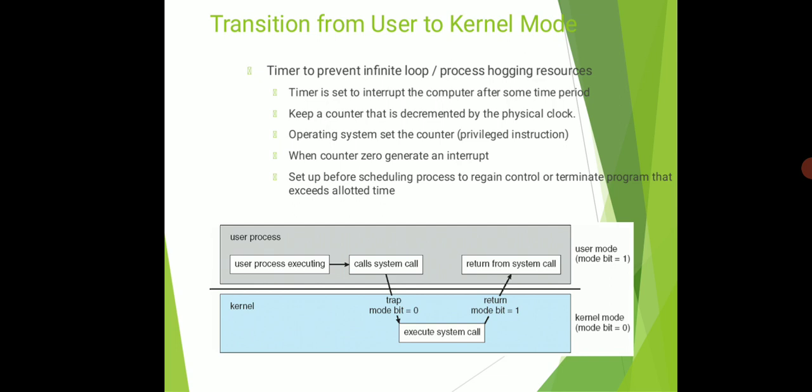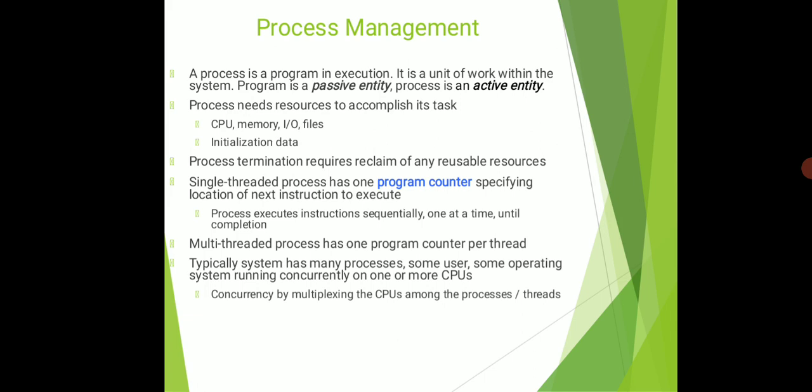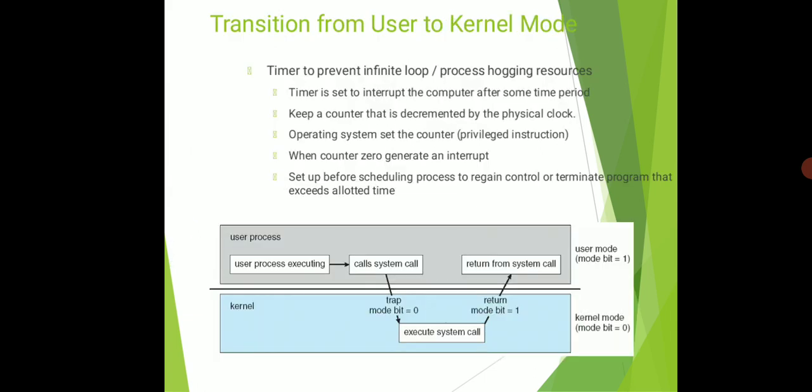User process scheduling. Here we have a diagram. A user process executing calls a system call, then returns from the system call. Here the kernel executes all the system calls. If the mode bit is 1, that is user mode. If the mode bit is 0, that is kernel mode. That's all. This is the transition from user to kernel.